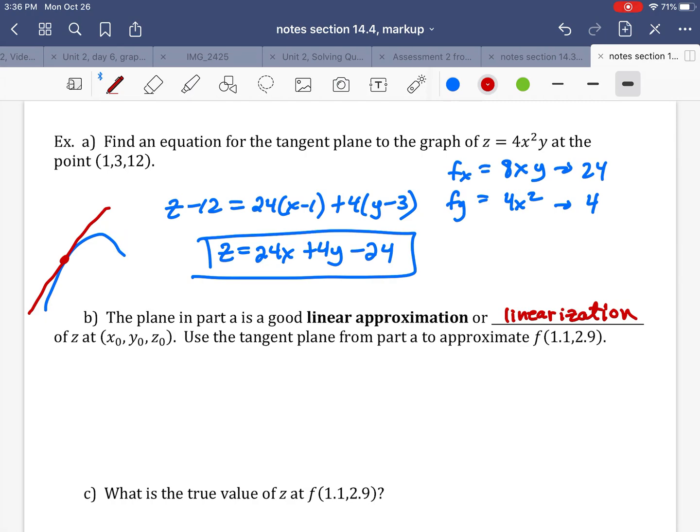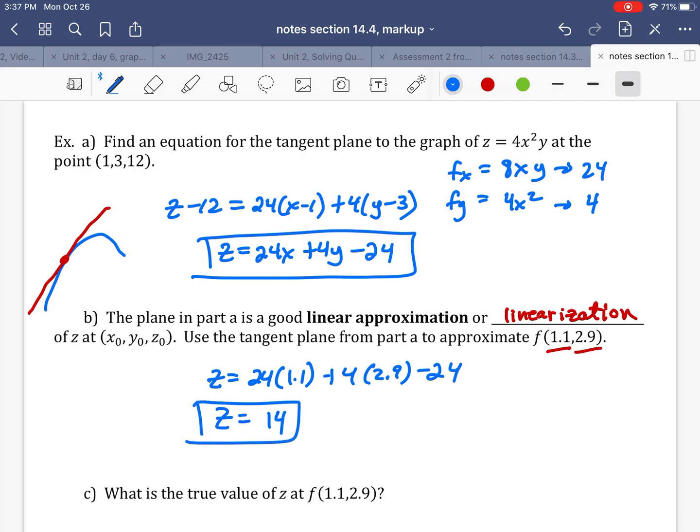So use the tangent plane from part A to approximate the function's value at (1.1, 2.9). So notice that's just a little bit different. It's a little bit higher here and a little bit lower there, but that's fine. So I'm going to go ahead and use my approximation, my tangent plane. So I have 24 times 1.1, plus 4 times 2.9, minus 24. When you do that, you get z equals 14.